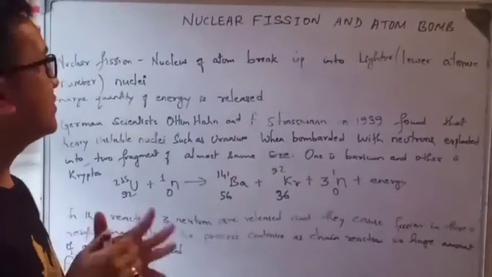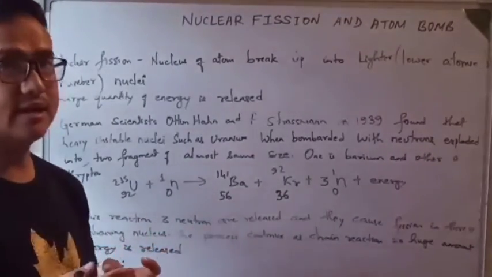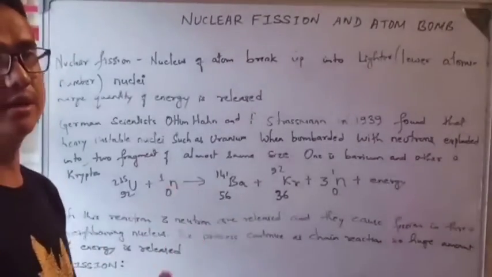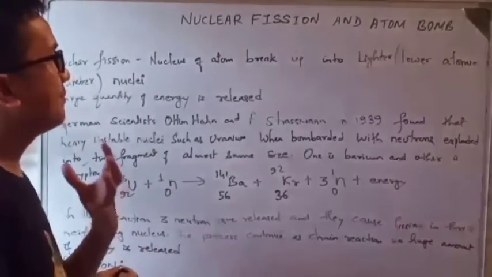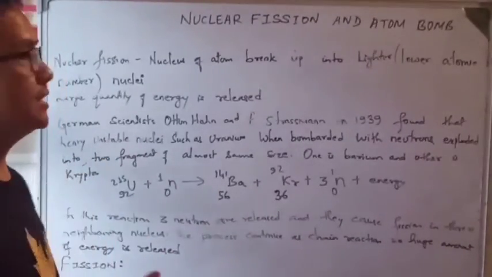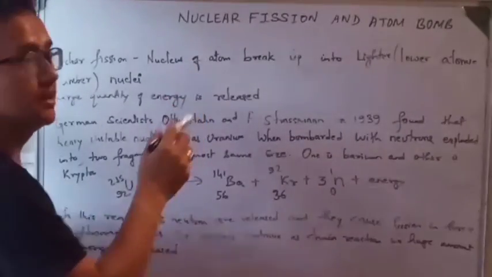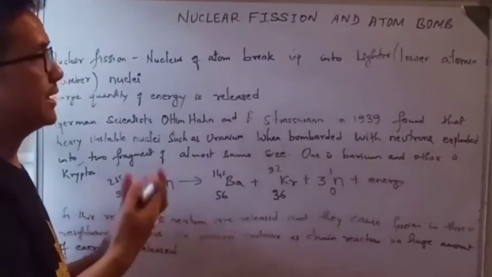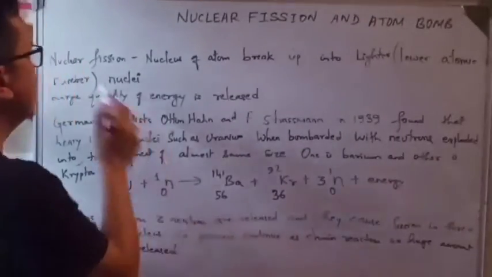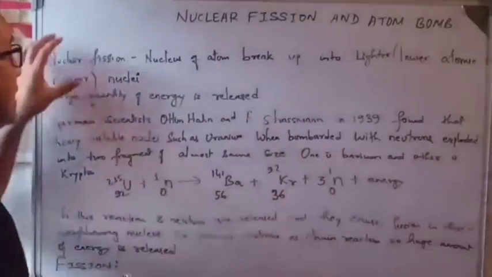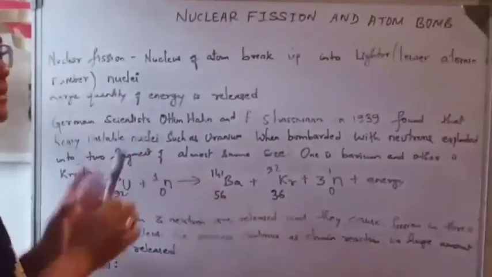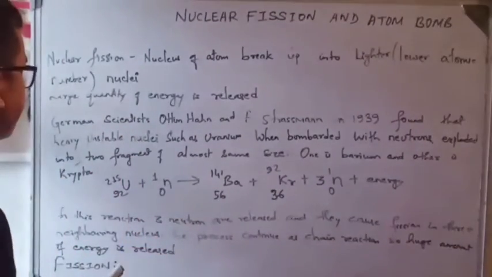That means when nuclear fission happens, atoms of heavier atomic nuclei break down into atoms of lower atomic nuclei. That means higher atomic nuclei break into lighter atomic nuclei. That is nuclear fission. And during nuclear fission, a large amount of energy is released.